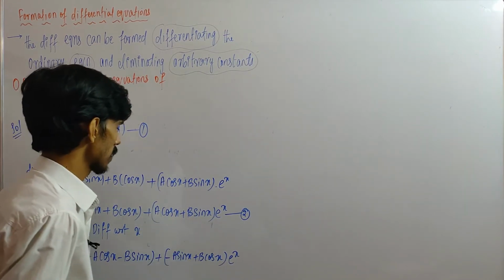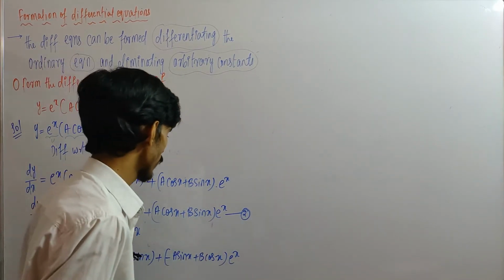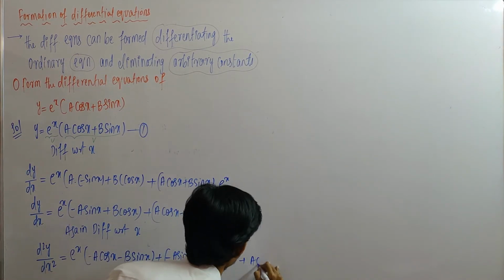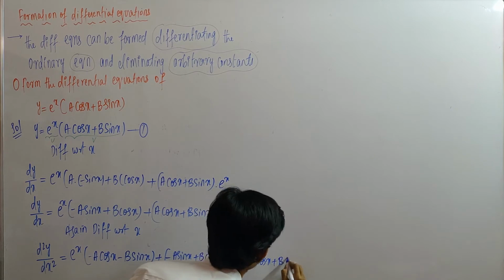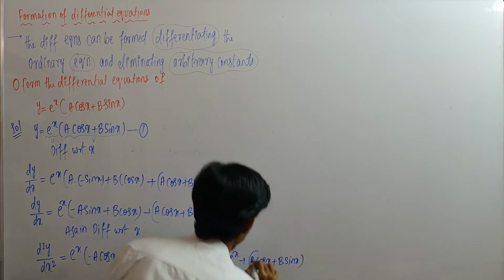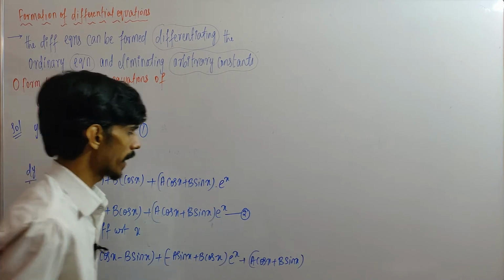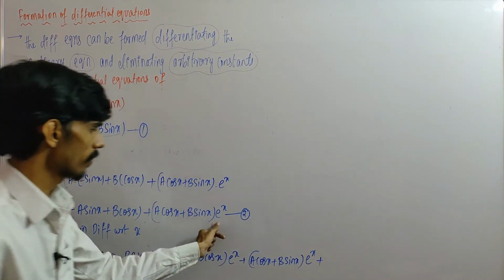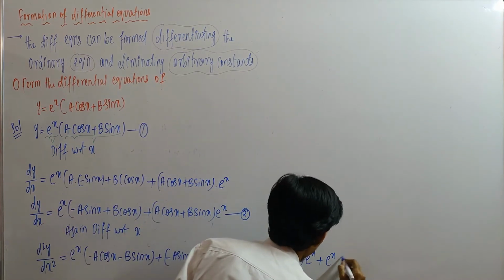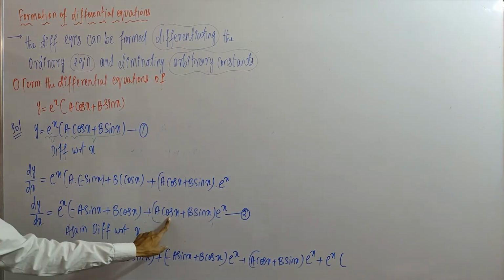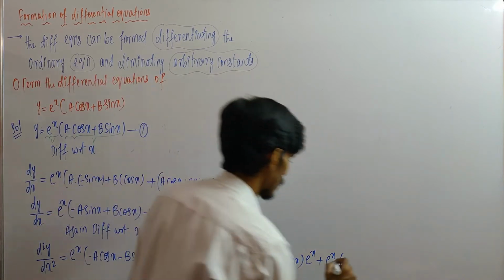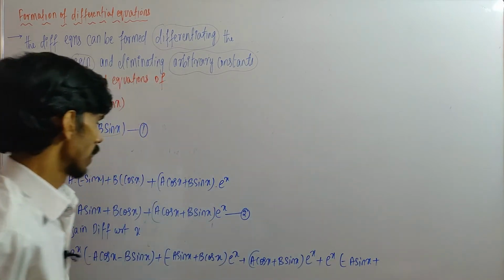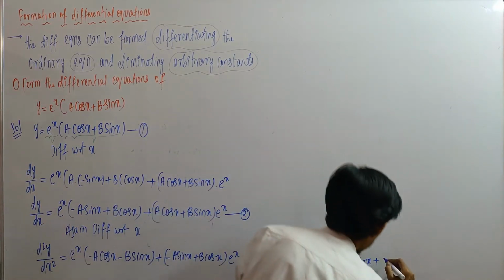Now differentiating this part, here I have first function and second function. So leave the first function, that is a cos x plus b sin x, and differentiate the other: we get e power of x. Now leave the function e power of x and differentiate this: the derivative of cos x is minus sin x, so minus a sin x, plus the derivative of sin is cos, so b cos x.